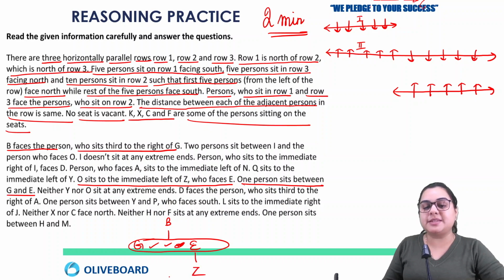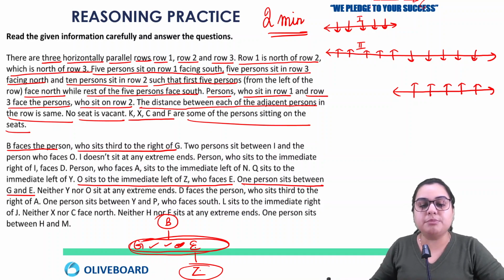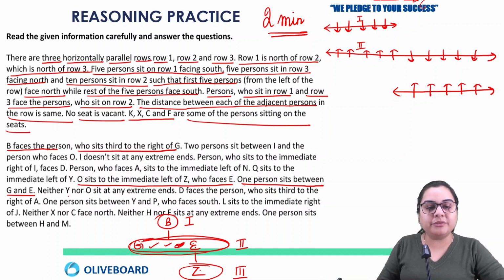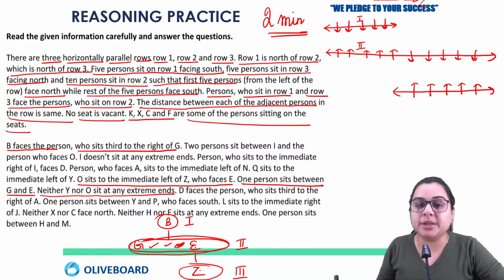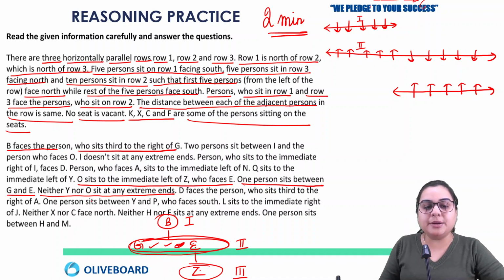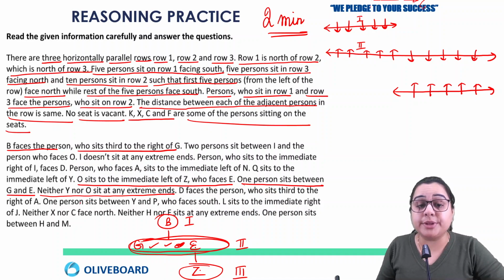Now Z faces E. With this we understand that B is facing the row where G and E are sitting, and E is facing the row where Z is sitting. This clears up the information: B will be in the first row, G and E will be in the second row, and Z will be in the third row. Now here you have one more piece of information: neither Y nor O sits at any of the extreme ends. So Y and O are not sitting at the extreme ends.